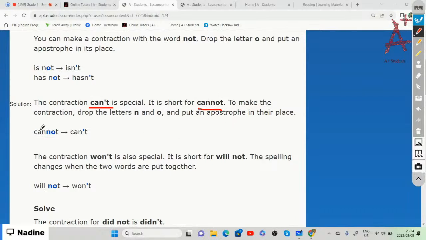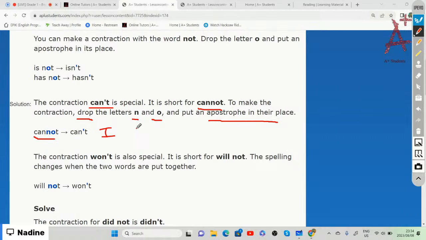And to make the contractions, we need to drop the letters N and O, and we put the apostrophe in its place, right? So, for example, cannot. We drop the N and we drop the O and we put the apostrophe in that place. So now it becomes can't, right?